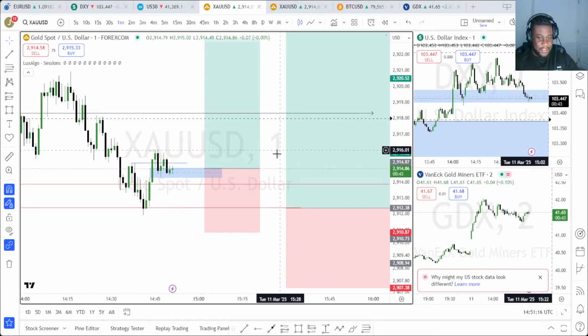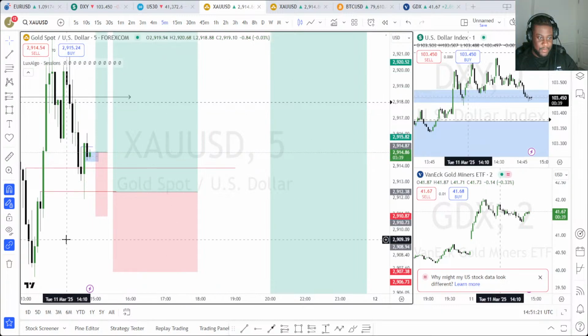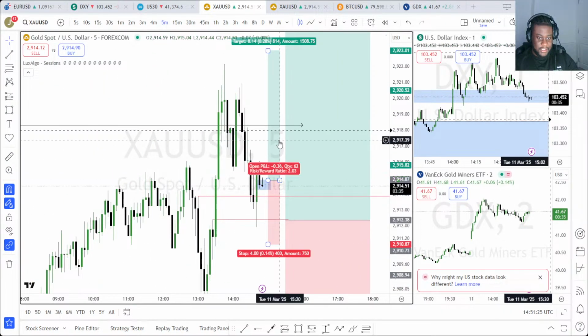We're currently in this buy here for gold. One from lower, and then we got this re-entry here as well. Trying to see this push up.